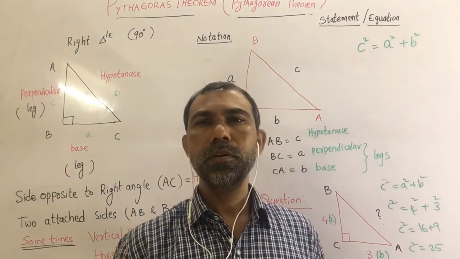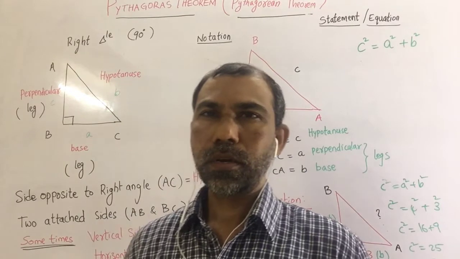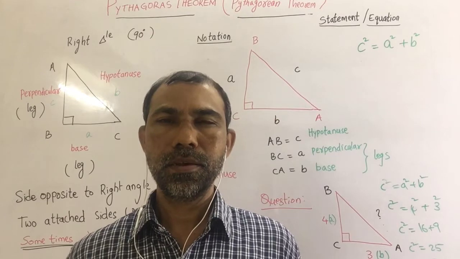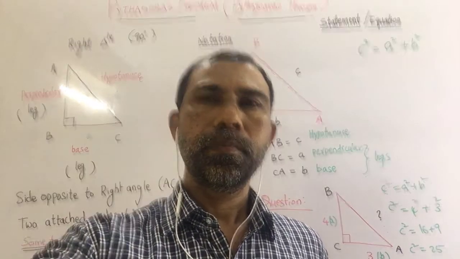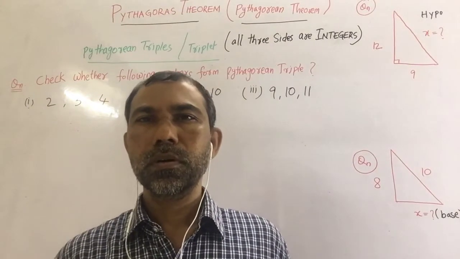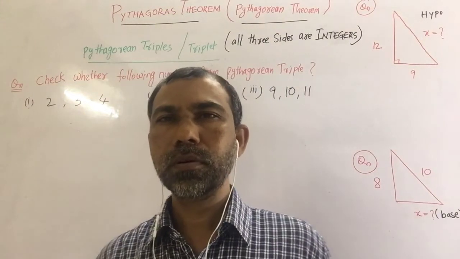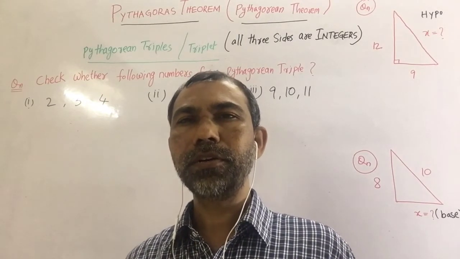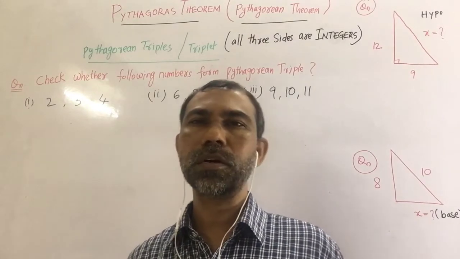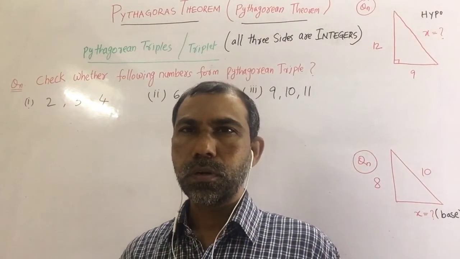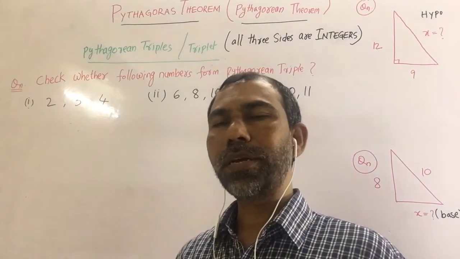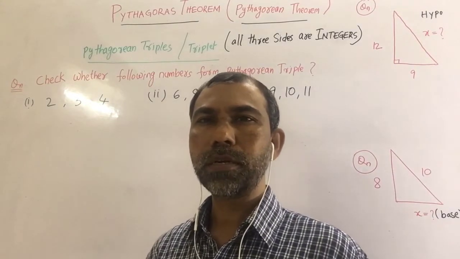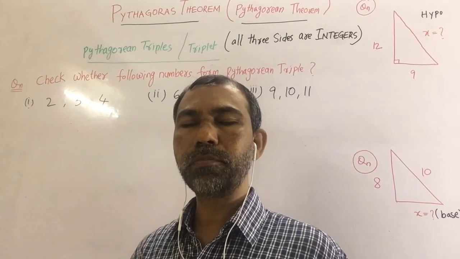The important thing in the Pythagoras theorem is finding the missing length. If a right triangle has all three sides as integers, that triangle is called a Pythagorean triangle, and the three sides of the triangle are known as a Pythagorean triplet or Pythagorean triples.